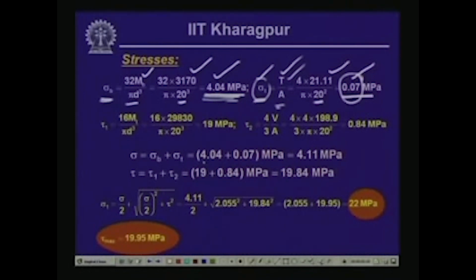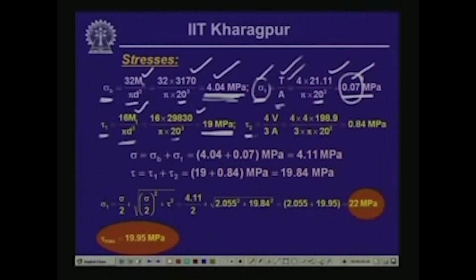Now, let us look into the value of the shearing stress that is getting generated because of the twisting moment and the direct shear. Because of the twisting moment, if we call that tau 1, it is equal to 16 Mt by pi d cube, Mt is the twisting moment, and that we have seen as 29,830 and d is 20. This gives us a value of 19 megapascal as the shearing stress because of the twisting moment.